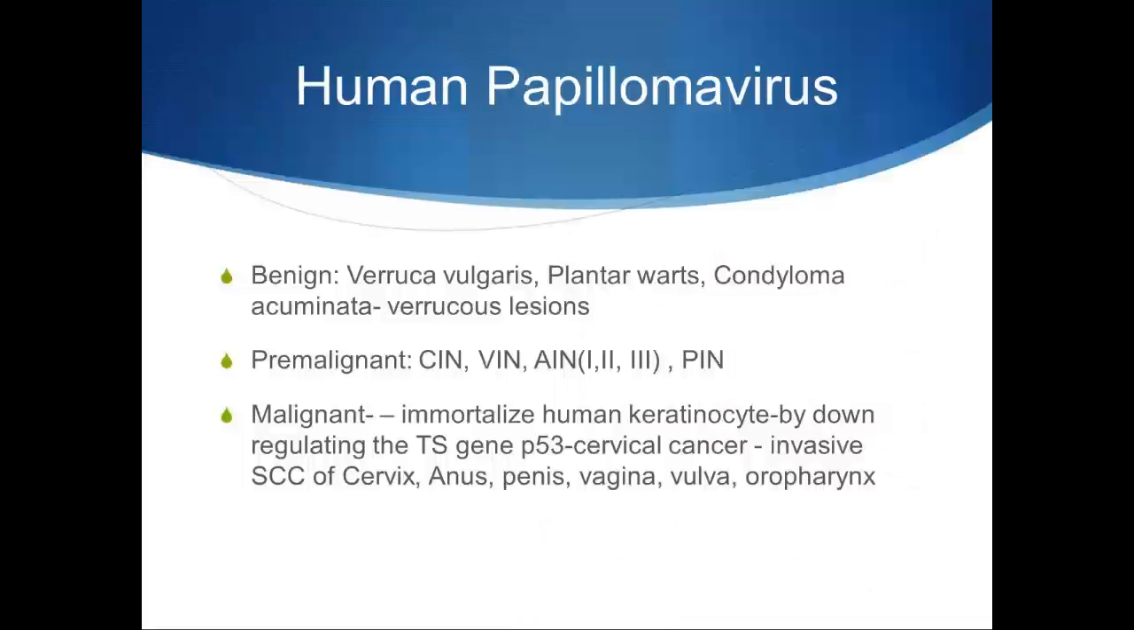Next is the human papillomavirus. As we all know, there are more than 100 types of human papillomavirus in the world that can cause anything, starting from the common warts, verruca vulgaris, plantar warts, condyloma acuminata, and anogenital dysplasia and anogenital cancers by downregulating, I think, a tumor suppressor gene.